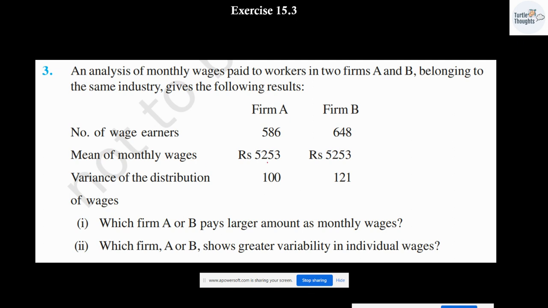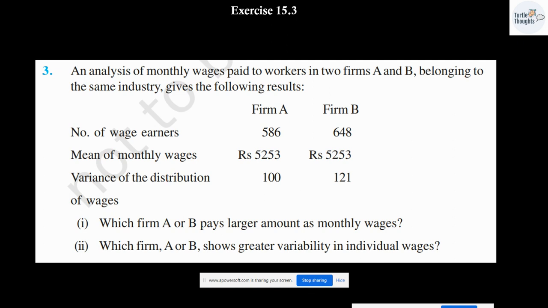Mean of monthly wages is going to be 5253 and here 5253. Variance of distribution for firm A is 100, for firm B is 121. They have given two sub questions. The first sub question is going to be which firm A or B pays larger amount as monthly wage.